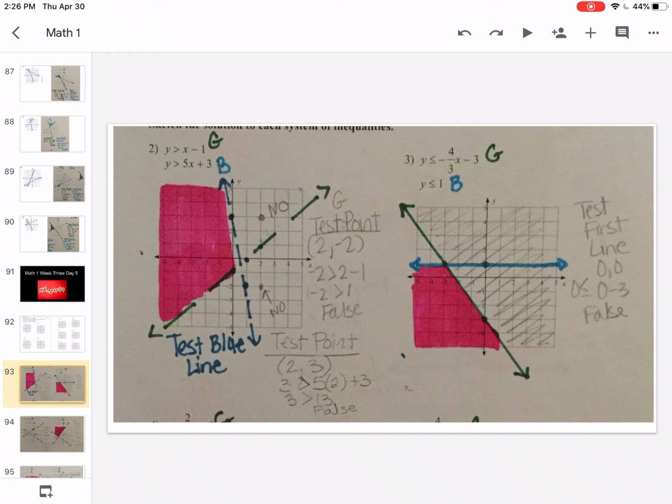For number 3, it has y is less than or equal to 1. That's just a straight line, straight blue line, okay? So you only have one set of test points, which I just used 0, 0. So that one was pretty easy.